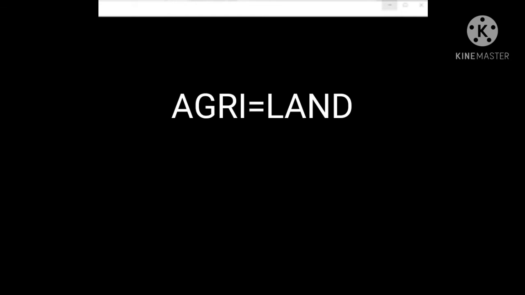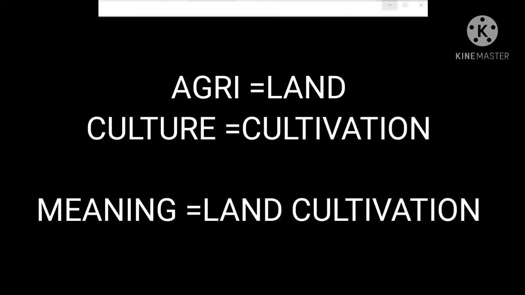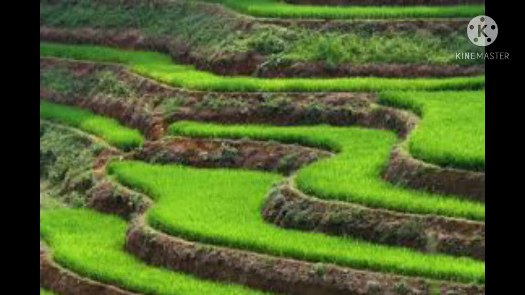Agriculture basically has been derived from two Latin words, that is, agri means land and culture means cultivation. So, basically, the meaning of agriculture is land cultivation. So, you have to remember the meaning of agriculture as land cultivation.